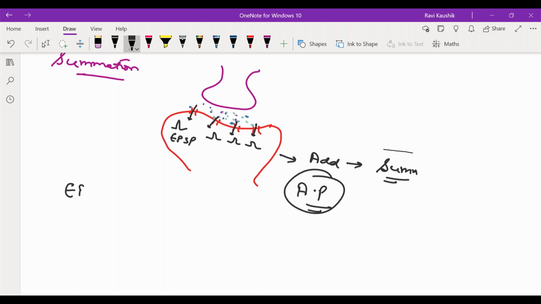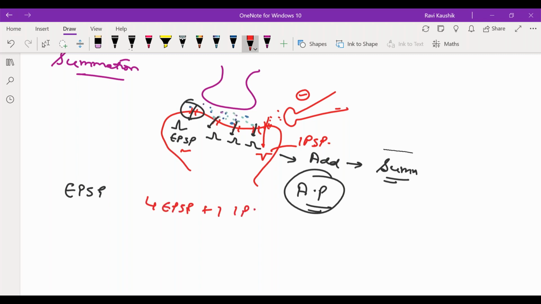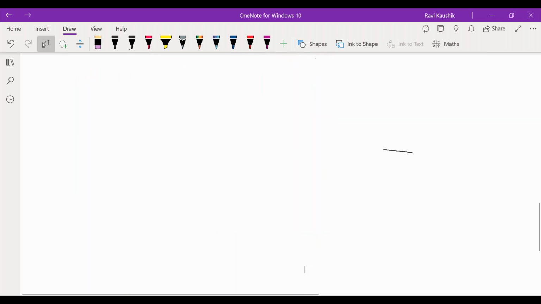Now it might happen that there is an EPSP here and there is, let us say, another type of inhibitory neurotransmitter releasing thing, which is creating an IPSP, inhibitory postsynaptic potential, because of this inhibitory neurotransmitter. Then the resultant would be 1, 2, 3, 4 EPSPs plus one IPSP. Then in that case, it might not lead to action potential. So it is almost the algebraic sum of all the EPSPs and IPSPs. You can just take this summation like this as well.